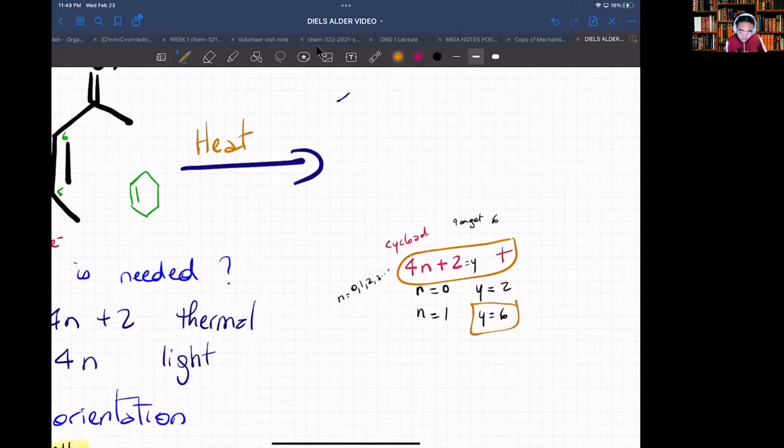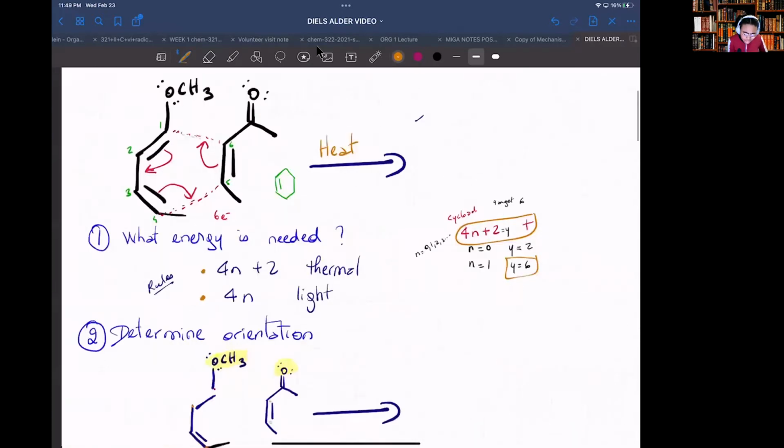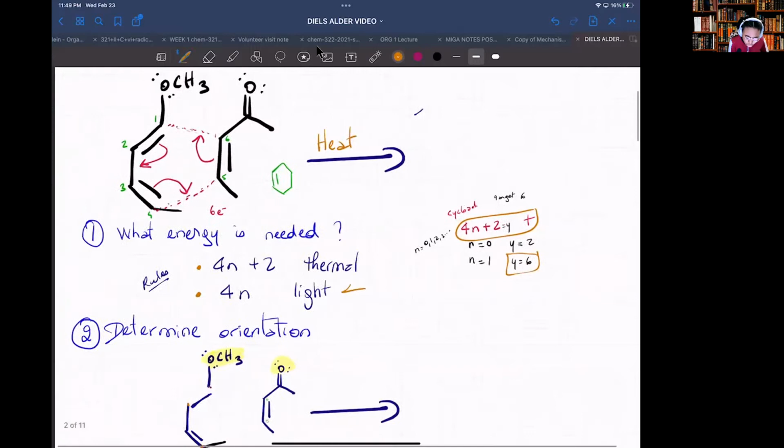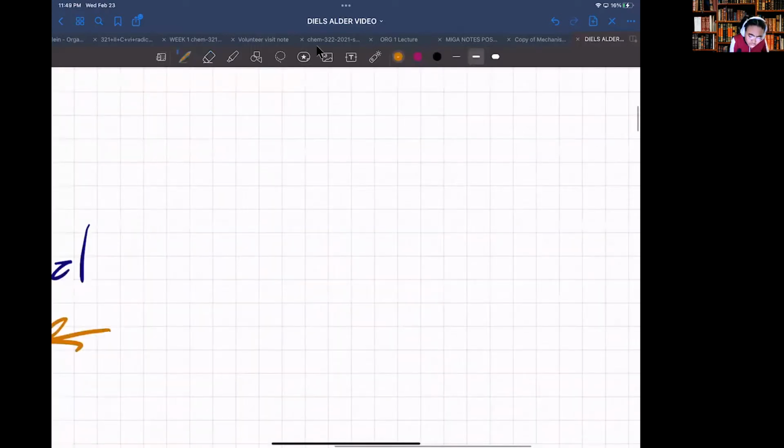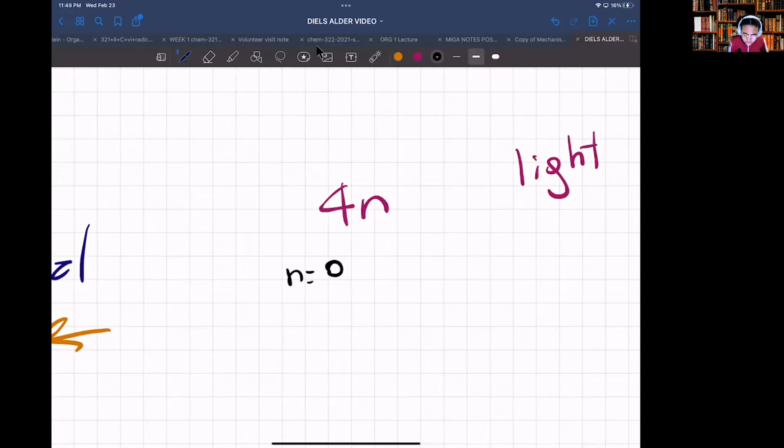is a thermal reaction. Now, guess what, guys? You could have memorized the other one too, 4n light. Let's try this. Imagine that you choose to memorize 4n light. Do the same thing. If n equals 0, let's put y here, y equals 0. If n equals 1, y is equal to 4.